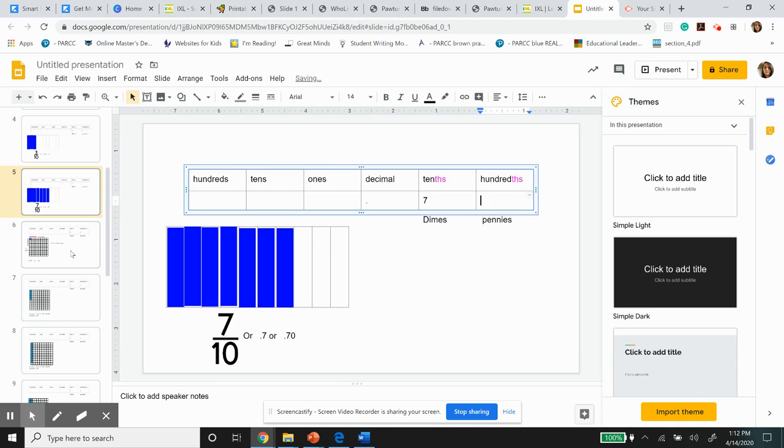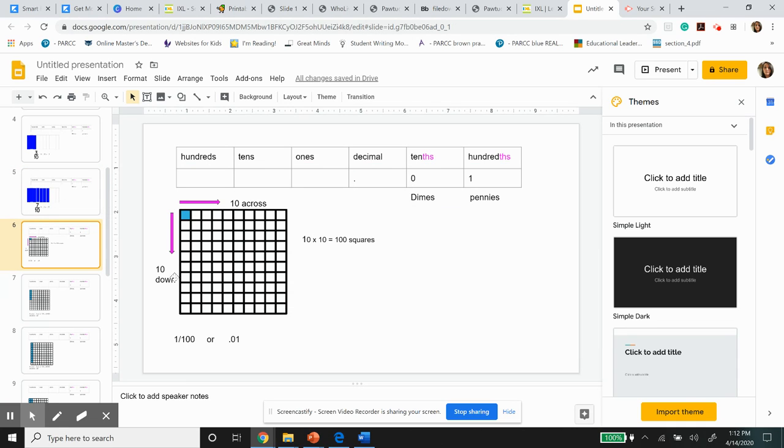All right, now let's look at hundredths. So we look at a grid like this. We know that there's 10 across and 10 down. We don't want to take the whole time counting all of these squares. There's 10 by 10, right? So that's 100. There's 100 squares here. One of them is colored in, so it's 1 out of 100, 1/100th. Or there's 0 tenths and there's 1/100th, okay?